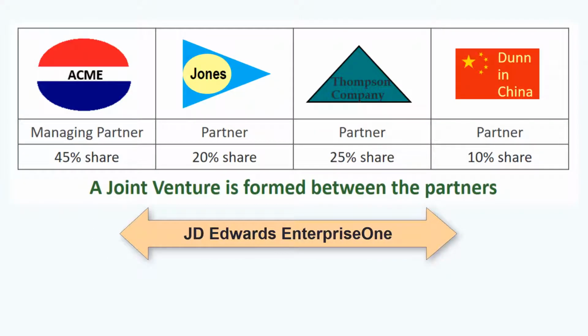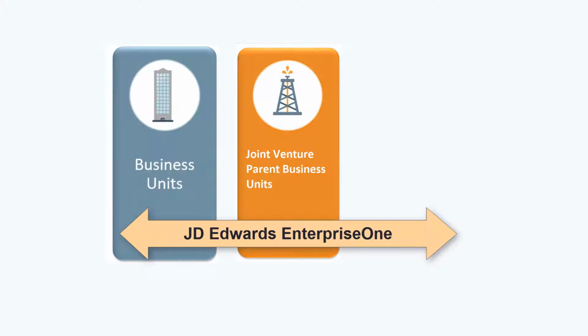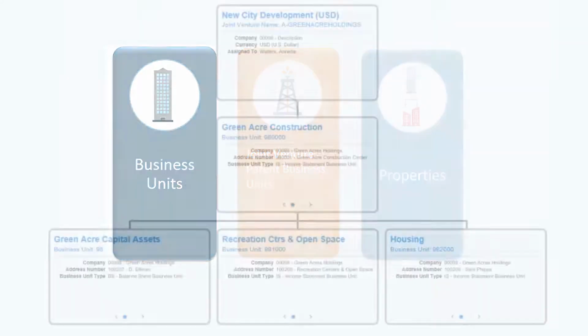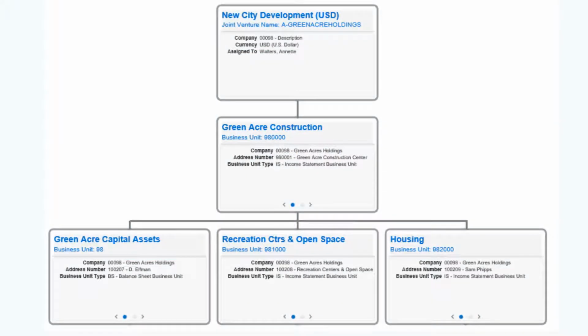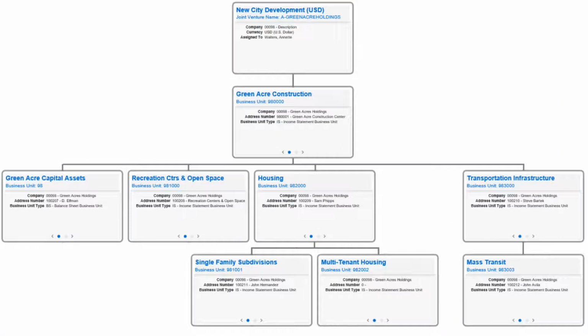Within JD Edwards Enterprise One, a joint venture is defined by the business units, joint venture parent business units, and/or properties participating in it. Depending upon your business requirements, you can create a very simple single level joint venture or a more complex hierarchy of business units, joint venture parent business units, and/or properties.